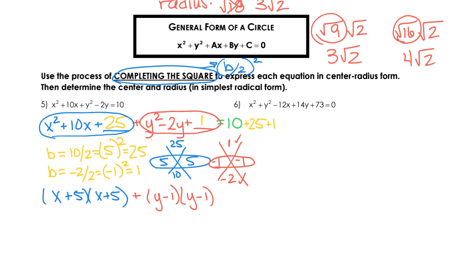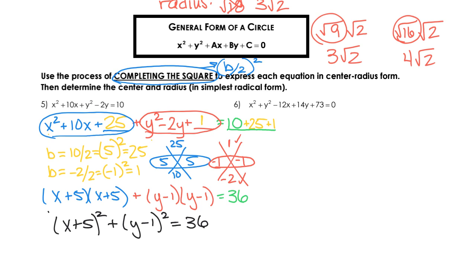Okay, we're going to keep the equal sign and we're going to go ahead and add these three numbers together. So 25 plus 10 is 35 plus 1 is 36. We have one more step and we will be in center radius form. Because this is the same factor written twice, we're going to go ahead and rewrite it as x plus 5 all squared plus y minus 1 all squared equals 36.